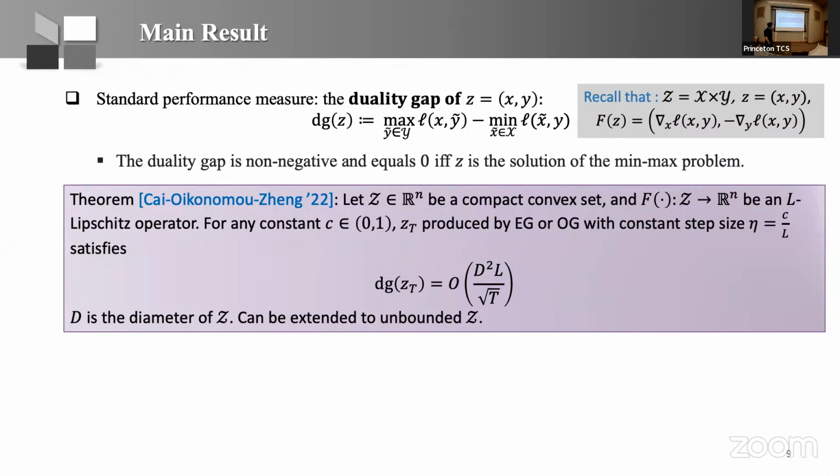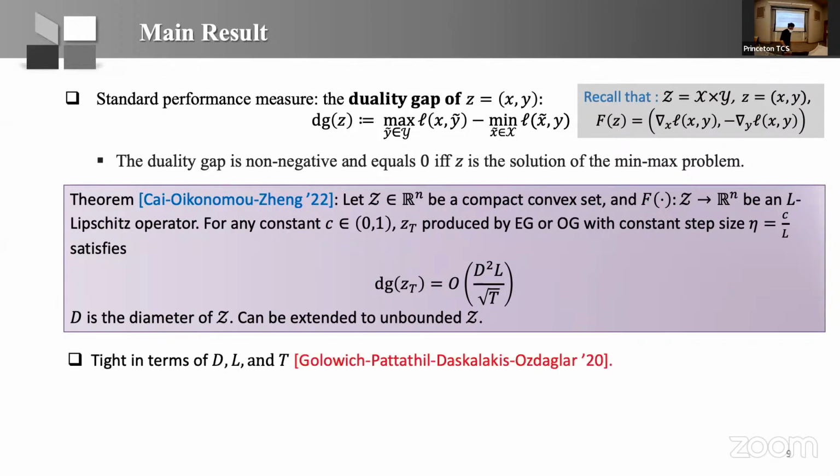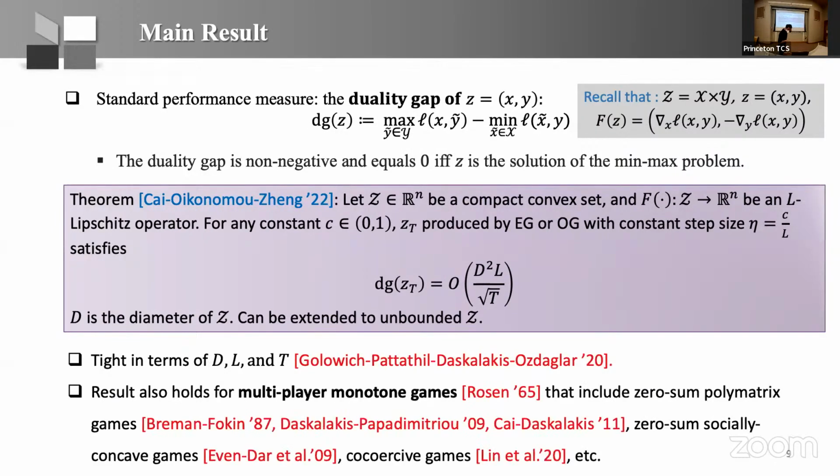So D is the diameter of Z, so you usually have this kind of dependence. And this is tight with respect to all the parameters I'm showing you, so it matches the lower bound that these guys proved. And I just want to mention that although I started the talk saying min-max optimization, two-player zero-sum games, this result does hold for a class of multiplayer monotone games. Sorry, for all multiplayer monotone games. I won't define what a monotone game is, but it includes some interesting multiplayer games that people have studied in the literature.